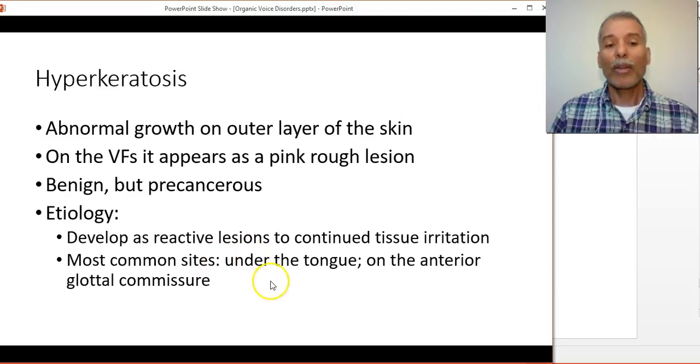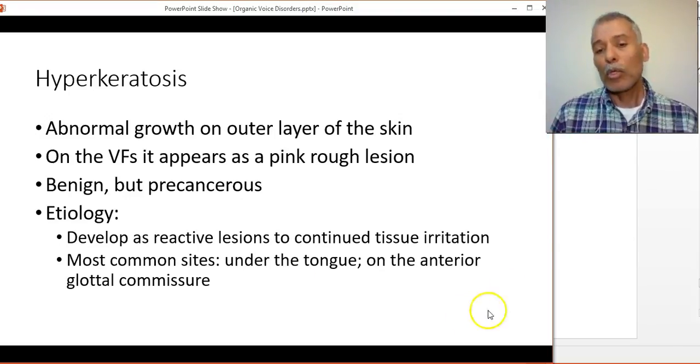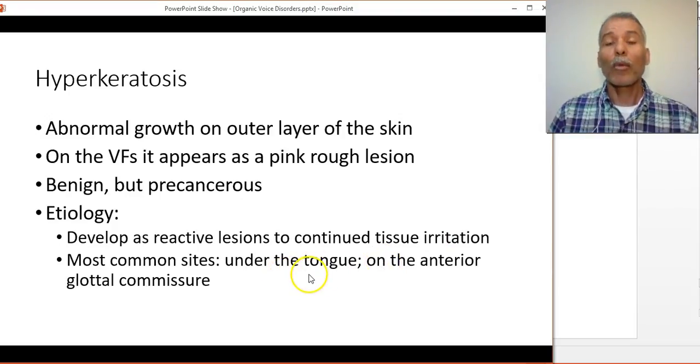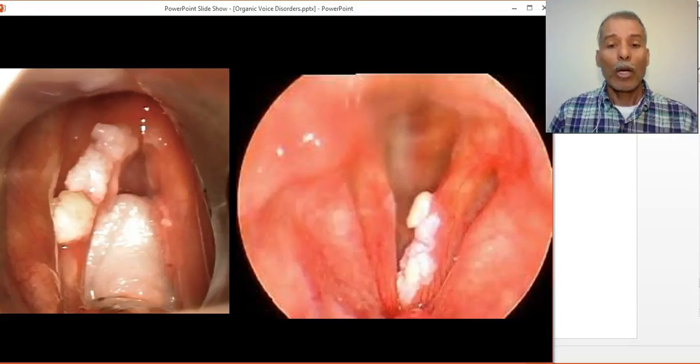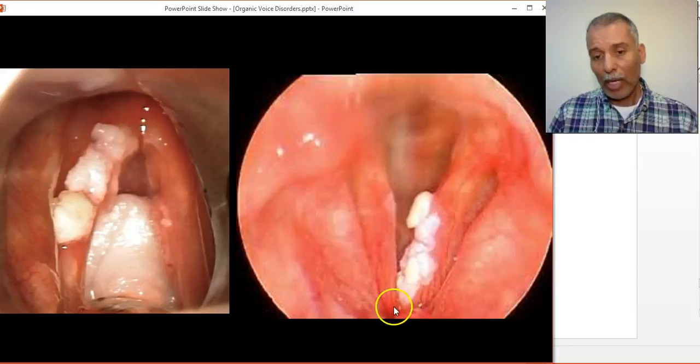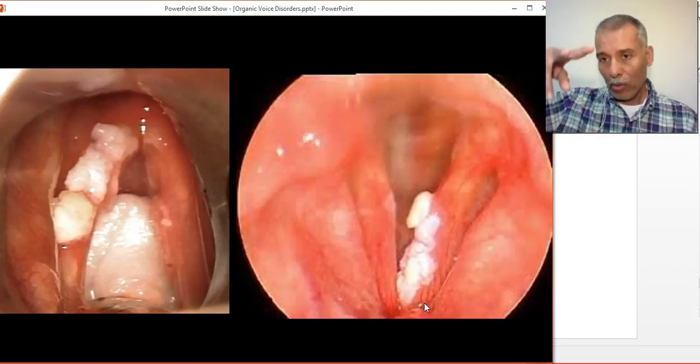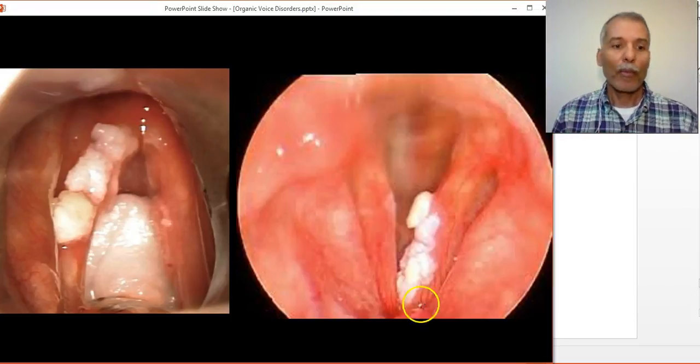Etiology: it develops as a reactive lesion to continued tissue irritation. For example, someone keeps smoking and smoking, and you are irritating the tissue, and then the person could develop that as a result. The most common site, for example, would be under the tongue or the anterior glottal commissure, which is the beginning where the two vocal folds meet, near the area below the thyroid notch.